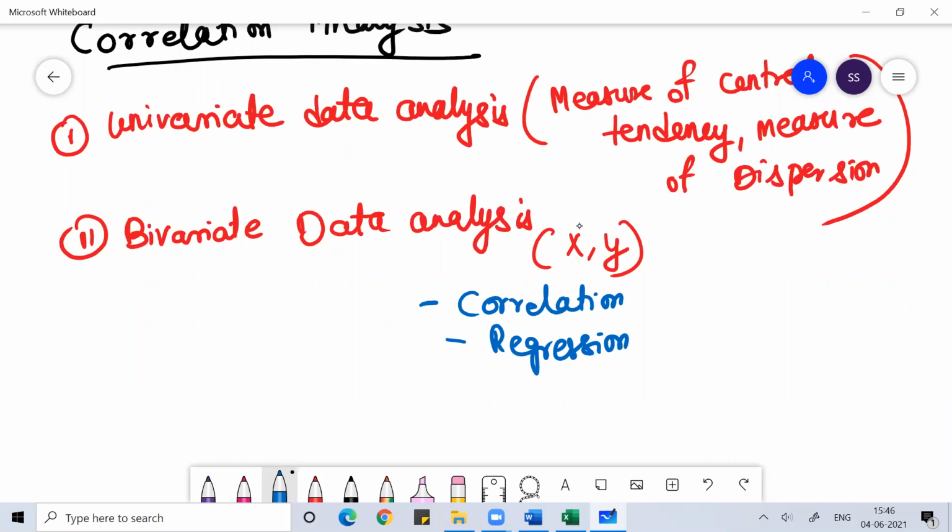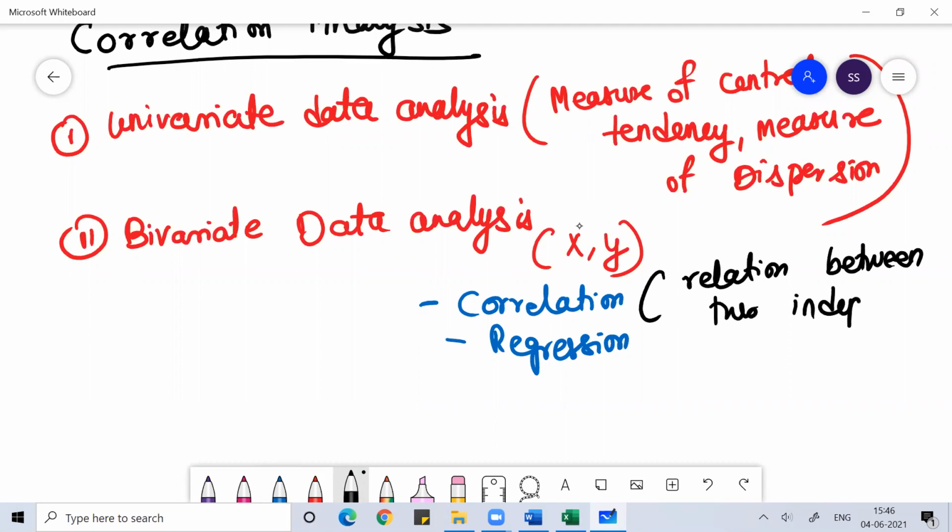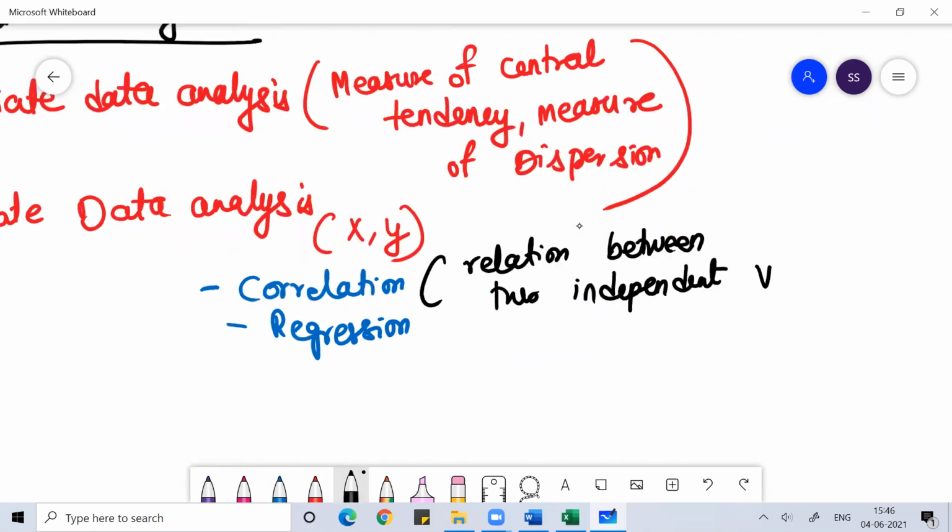So when we talk about correlation and regression, what is correlation? What is regression? Correlation is basically a relation between two independent variables. The relation between two independent variables, that we call correlation. And regression basically means the relation between two variables where one variable is dependent on the other.